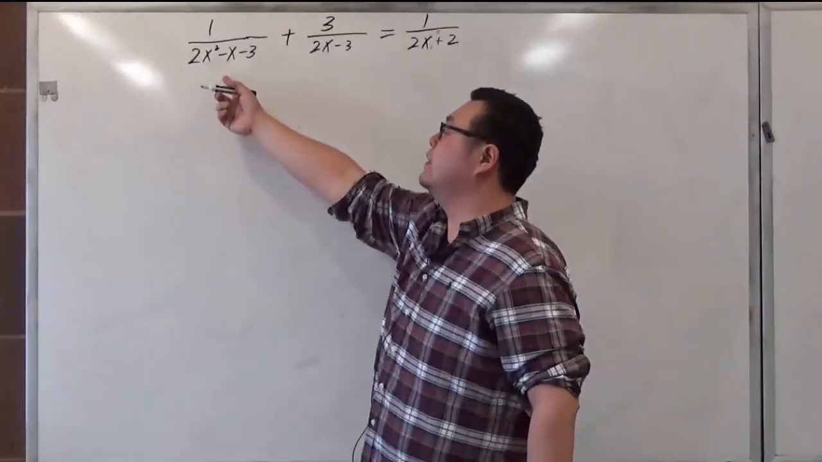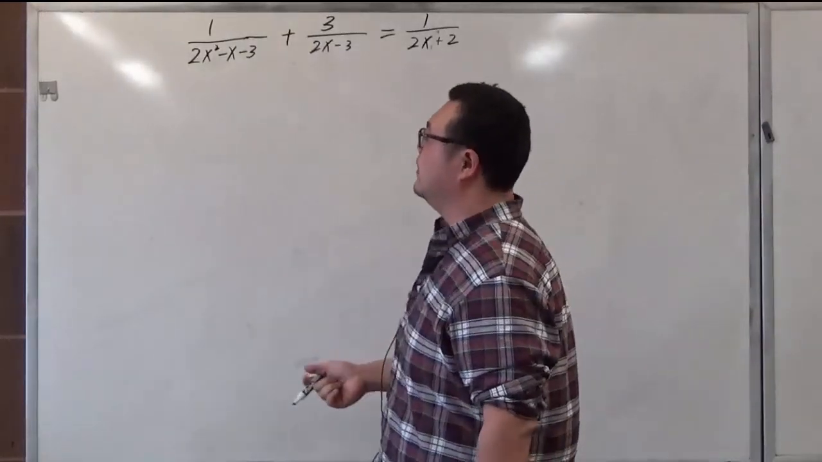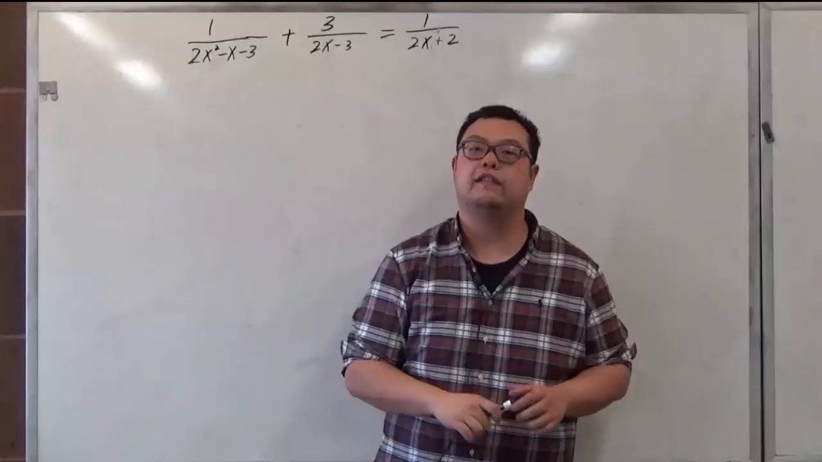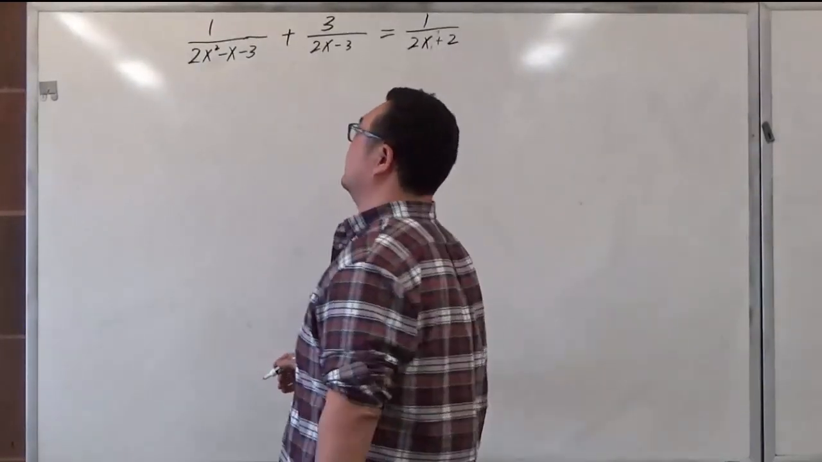Today we're going to go through a rational equation. I have denominators containing the variable. What we could do is factor the denominators first to see what our denominators will be.